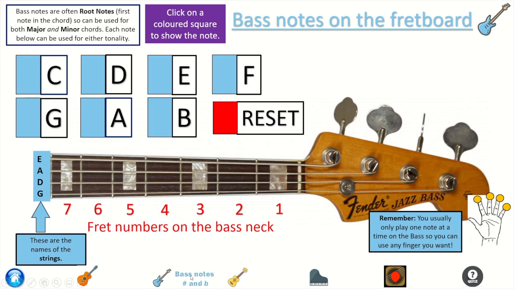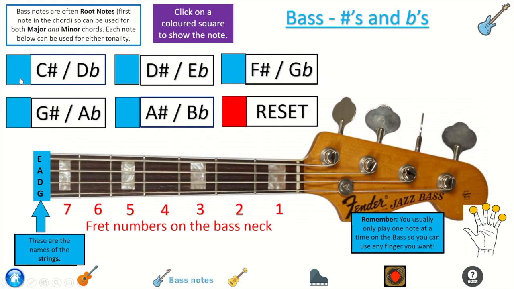The bass icon at the bottom of the screen then takes you to the sharps and flats, and it's exactly the same setup, but this time it's got the sharps and flat notes, again with the information coming to the right hand side of the screen and the octave information in the top right hand corner.